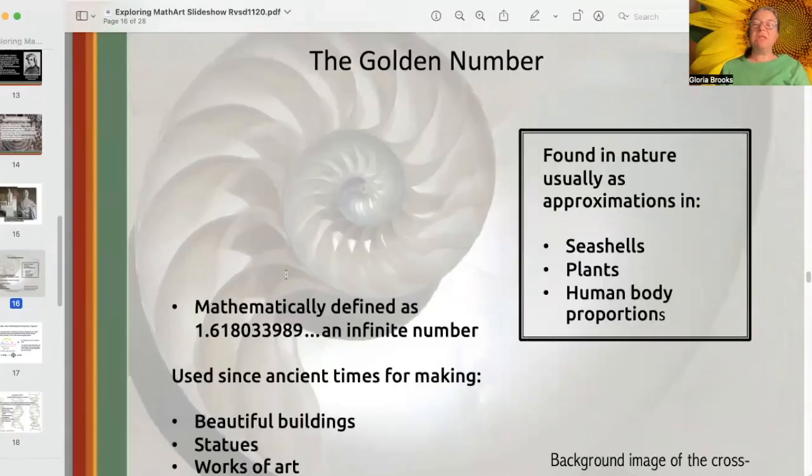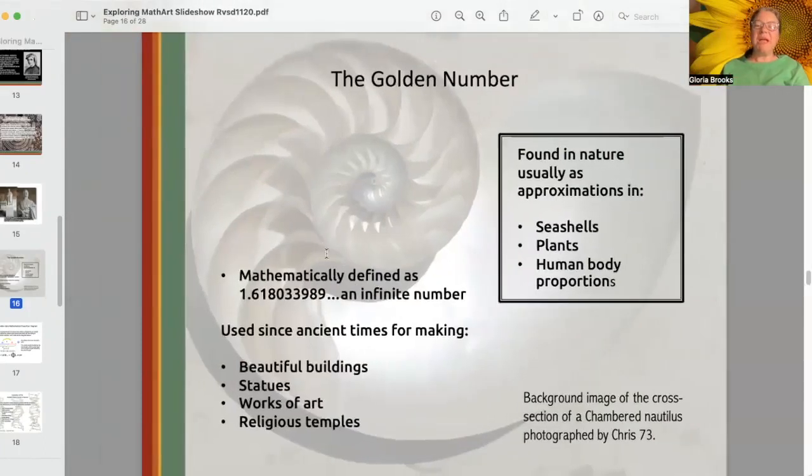This is the golden number represented by this chambered nautilus. Now, this could be a little tricky because most chambered nautilus actually do not exhibit the golden number, golden ratio. So another name for the golden ratio is golden number. It actually has a multiplicity of names. Just like I showed you earlier, the golden number is mathematically defined as 1.618033, and it is an infinite number. It has been used since ancient times for making beautiful buildings and statues, works of art, and even religious temples.